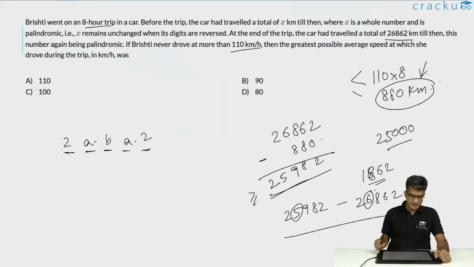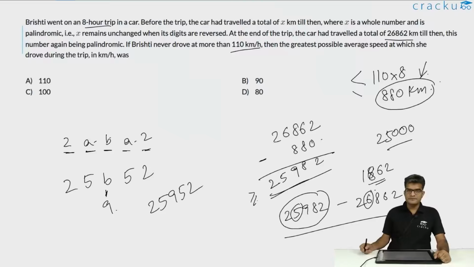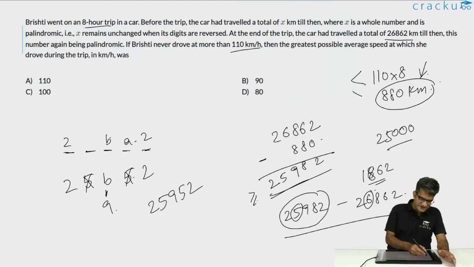Can A be equal to 5? If A is equal to 5, this will be 2, 5, B, 5, 2. Now, even if the value of B is 9, this number will be 25952, which is actually less than 25982. This would imply that A cannot be equal to 5, because if you assume this is 25952, the total distance traveled will be actually 910 kilometers. It will be greater than 880 kilometers. So it cannot be 5. So this has to be 6. So what we can infer is that this number is 6, and this number is 6.